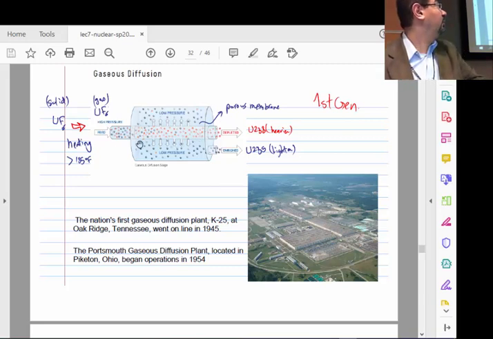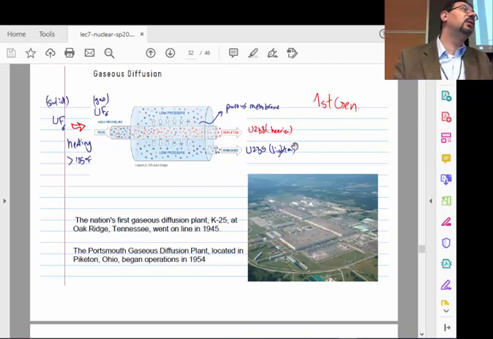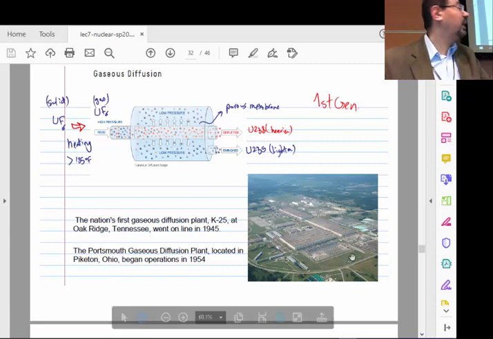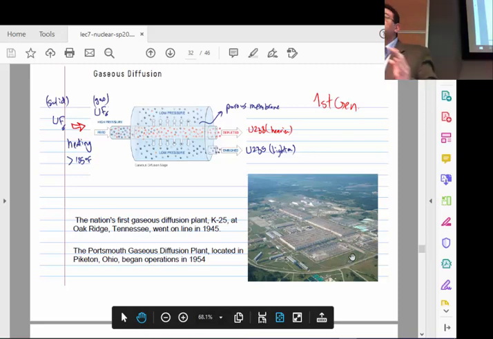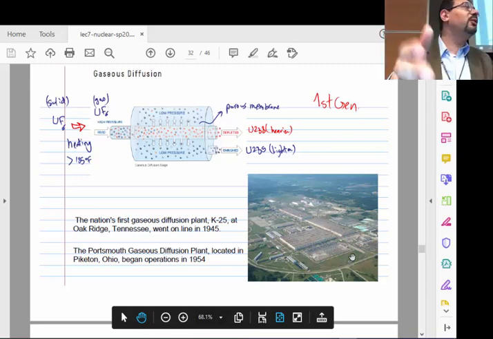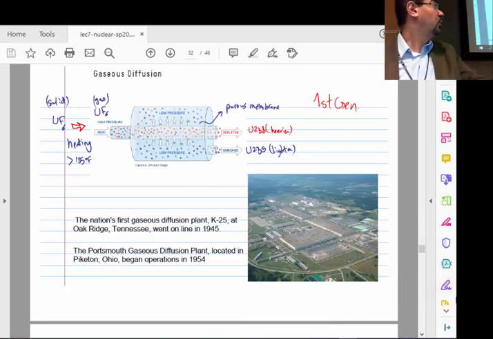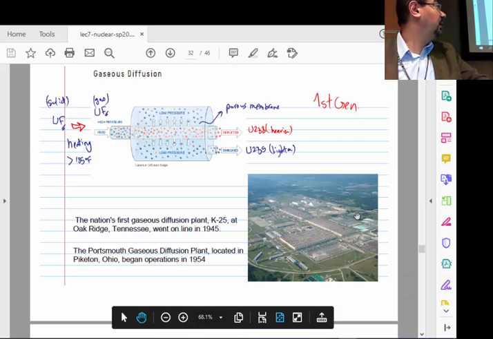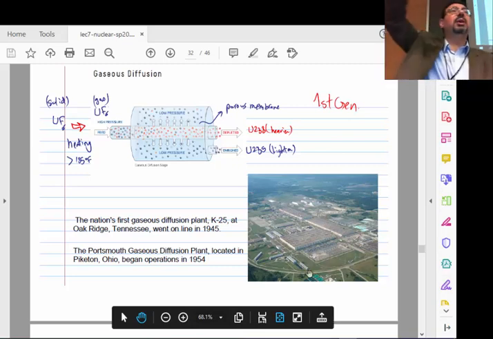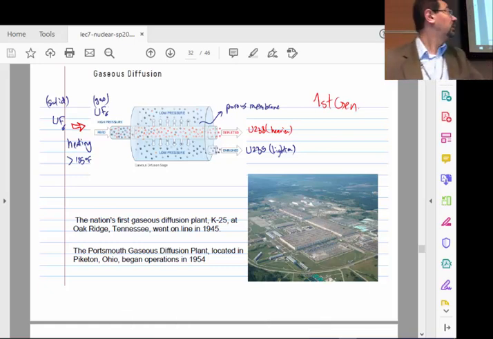So maybe after one of these stages, you will go from 0.7 to 0.71. But with a facility like this, you have more and more stages, and you go from 0.71 to 0.72 to 0.73 to 0.74, all the way to 3.5. A facility like this is really big, and any country that builds something like this, you can see that facility from the sky, basically.